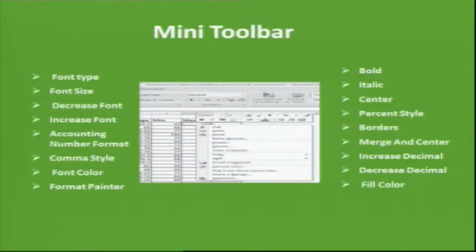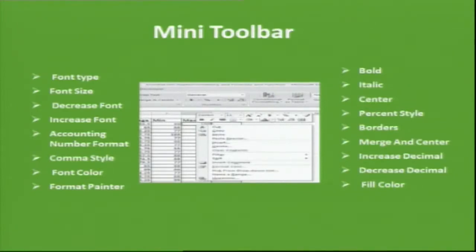Next, for doing the formatting we have the mini toolbar. So how can we get this mini toolbar? When you want to do any formatting for some particular range of cells, you just have to select the particular cells or particular range of cells. Then right click, and you will have the options for format cells. So even in this screenshot you can see there is an option for format cells.